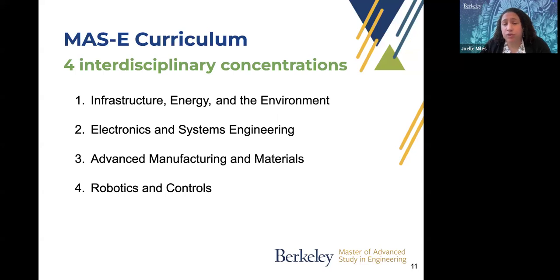If you review the course list on our website, you'll find that we still have courses in all of the theme areas that were previously listed in our program descriptions, but we have simplified the program structure and refined those concentrations to ensure that whatever concentration path our students choose, they'll get the technical skills and knowledge that are in demand right now. So again, here are 4 concentrations. We have infrastructure, energy, and the environment, electronics and systems engineering, advanced manufacturing and materials, and robotics and controls.